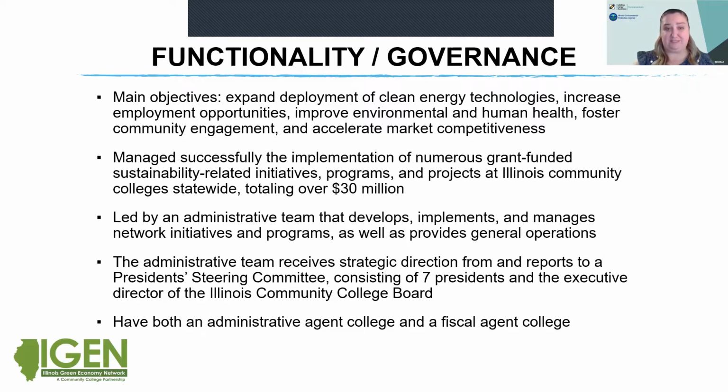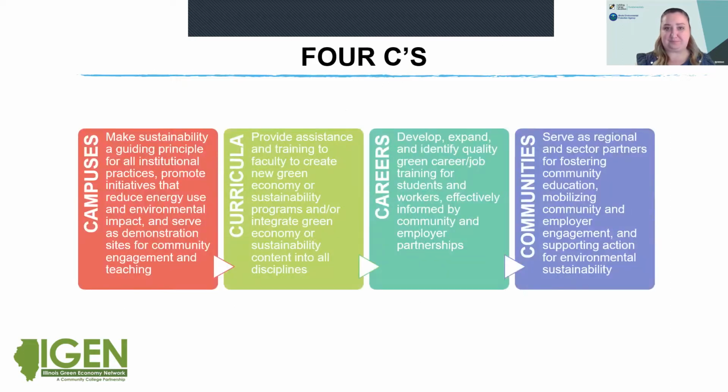over $30 million. We're led by an administrative team that I am the director of, and we receive strategic direction from our President's Steering Committee, including community college presidents and representation from the Illinois Community College Board. We also have what we call the 4 C's: campuses, curricula, careers, and communities. And obviously today's focus is really on curricula.